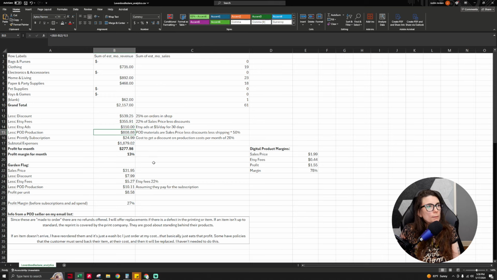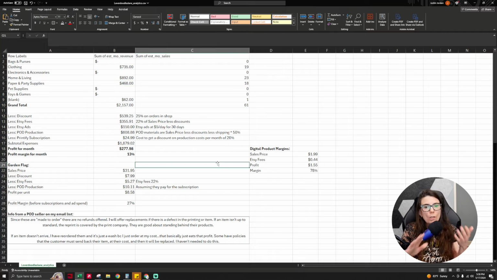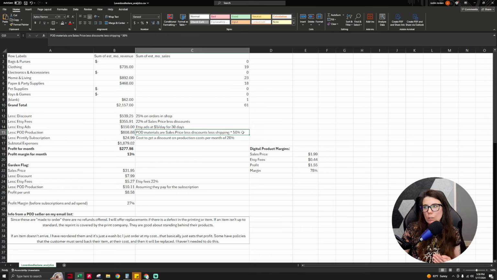So then for the print on demand production fees, I estimated that at 50% because, depending on the product in each category, it can vary. So I did a garden flag exercise. I wanted to understand the profit margin on that. And for a garden flag, it's a 50% margin. So the cost is 50% of the sales price to manufacture that product. So I did it across all categories, an average of 50%. It could be higher, it could be lower, depending on the specific products sold.